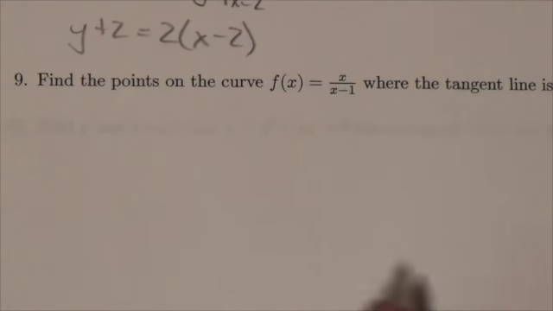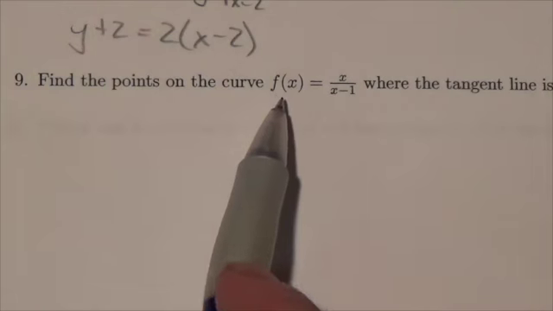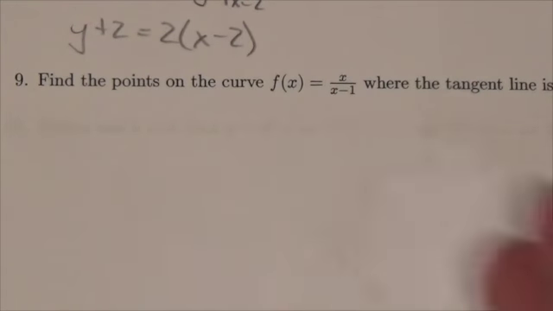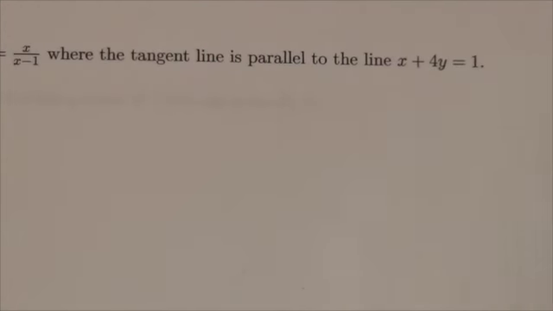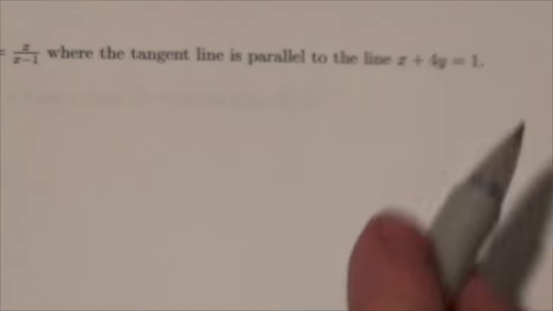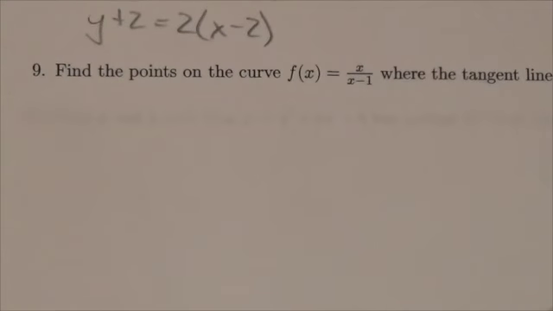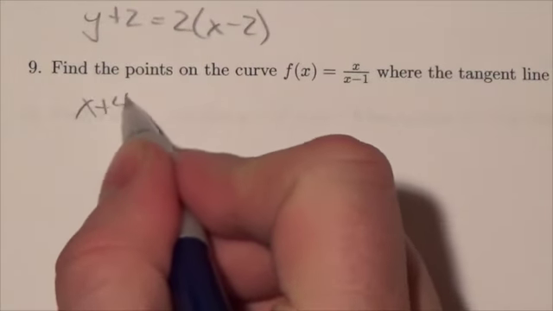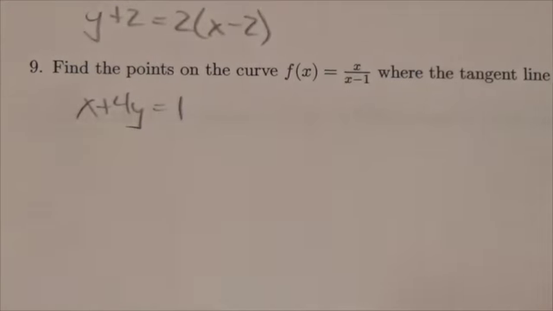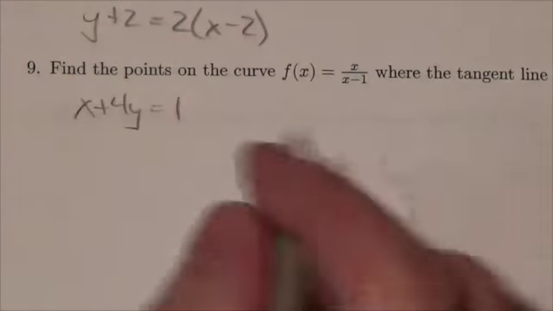This is question 9. Find the points on the curve f(x) = x/(x-1), where the tangent line is parallel to that line right there. Now, I have to interpret what that means. If it means parallel to that line, what I have to do here is figure out the slope of that line. Because parallel means the same slope here.